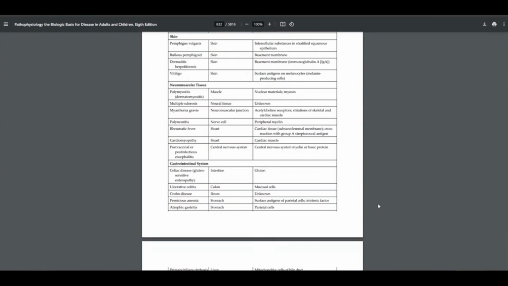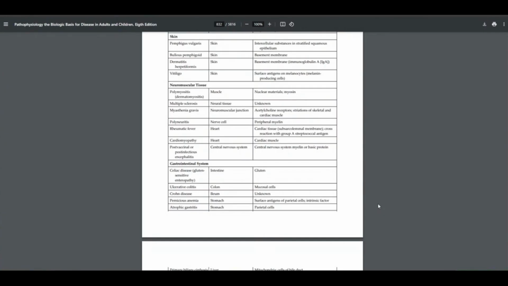They can also affect the musculature, so polymyositis, which is the nuclear material in myosin. Multiple sclerosis is a neural tissue defect where the cause is unknown. Myasthenia gravis is a neuromuscular junction disorder where acetylcholine receptors and striation of skeletal and cardiac muscle are affected. The nerve cell is affected via polyneuritis, which is the peripheral myelin being affected.